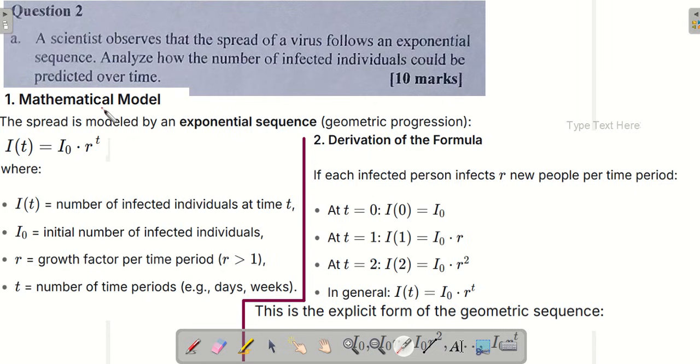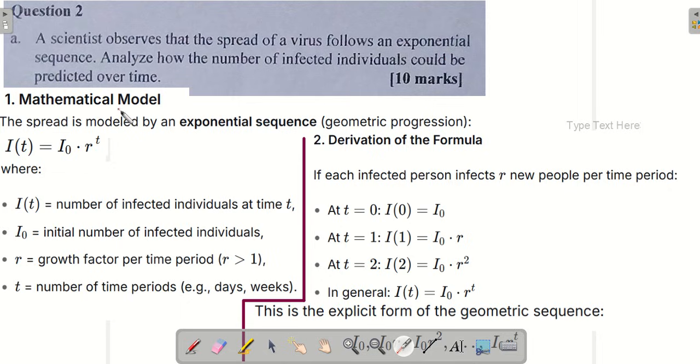Question 2. A scientist observes that the spread of a virus follows an exponential sequence. Analyze how the number of infected individuals could be predicted over time. So here too, we have a model of exponential sequence, that is geometric progression. We are to analyze how the number of infected individuals could be predicted over time, 10 marks.